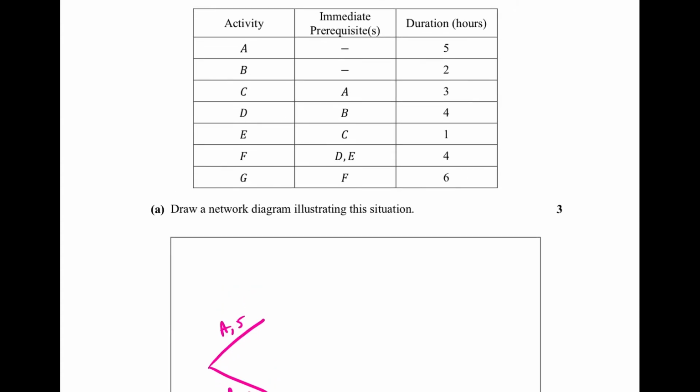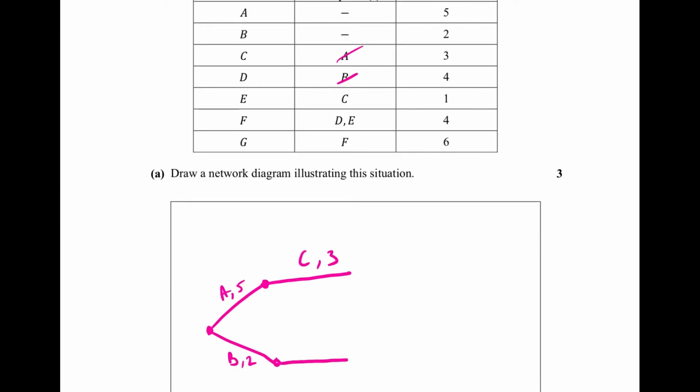Then for A, let's find out any prerequisites for A, and it's this one here, which is C. So therefore C is going to follow here. I'm going to cross them off instead of circling. So I'll cross those off. A prerequisite of D is B. So D is going to come out of here and it has a duration of.